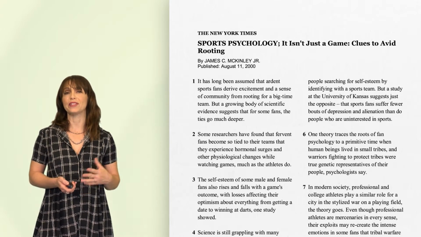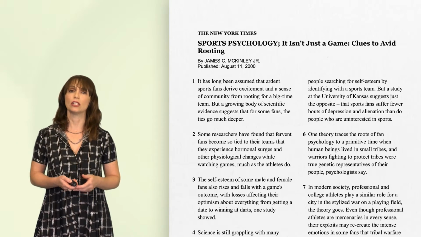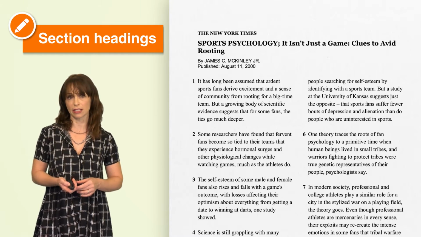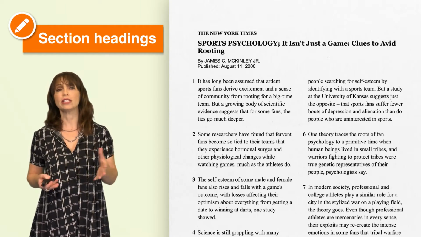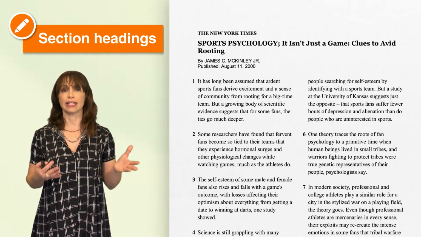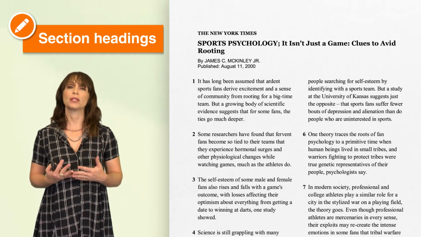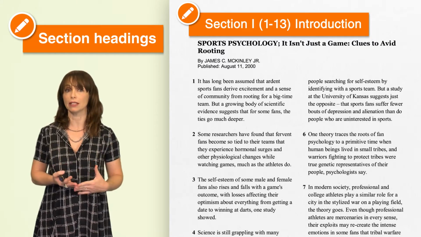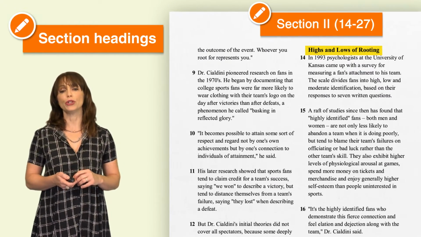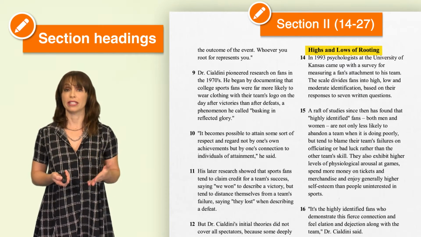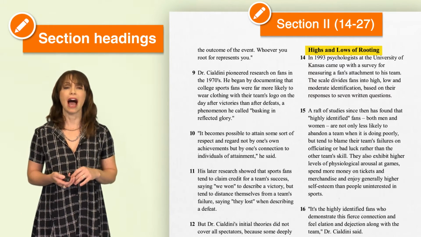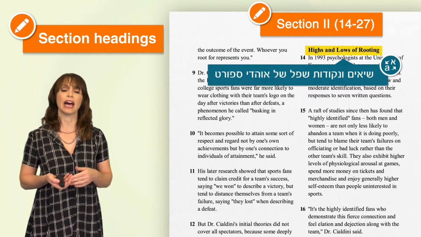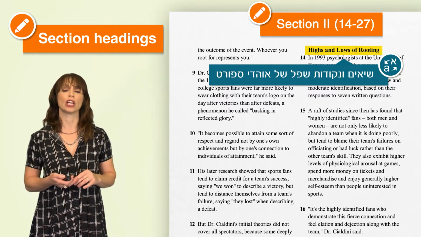Okay, so after looking at the title, understanding the title, let's look more closely at the section headings, כן, את כותרות המשנה, which gives me the structure of the text. So remember that the first section usually doesn't have a section heading, אין לזה כותרת, but we always call it the introduction, זה המבוא. In this case, we have a long introduction, paragraphs 1 till 13. Okay. Section number 2, paragraphs 14 till 27, it's a long section. It's called highs and lows of rooting. Okay. So we could translate that as שיאים ונקודות שפל של אוהדי ספורט.